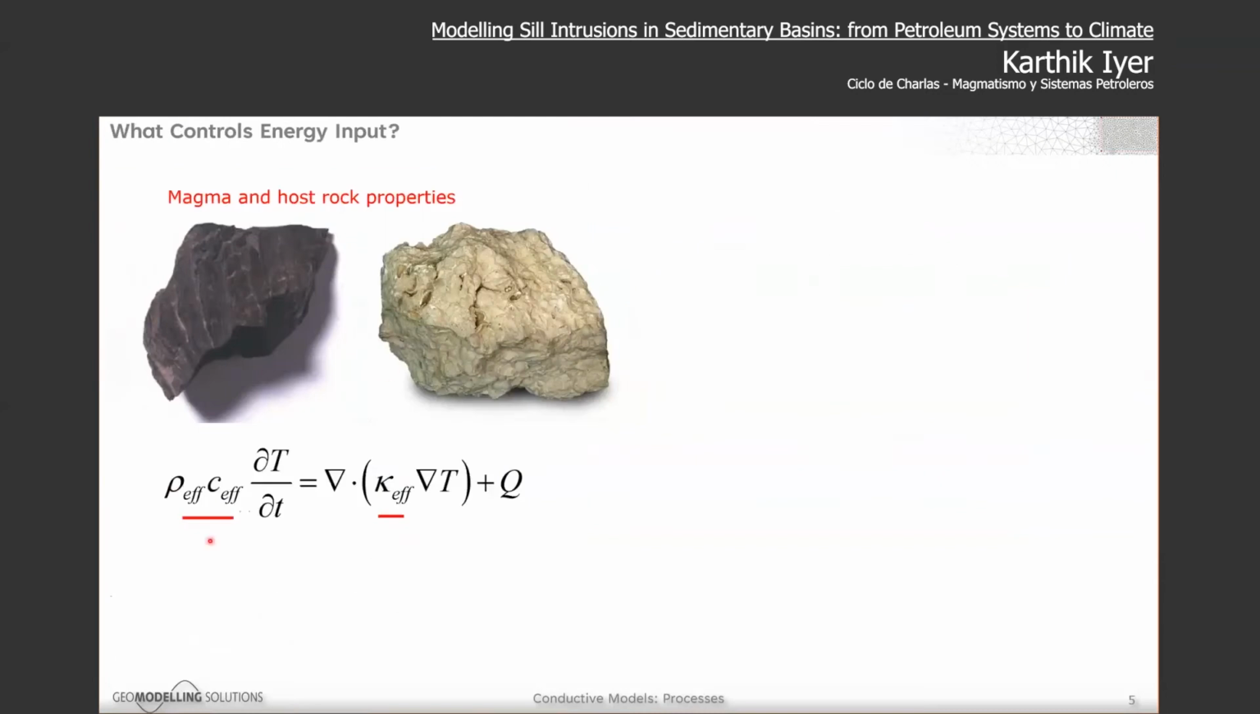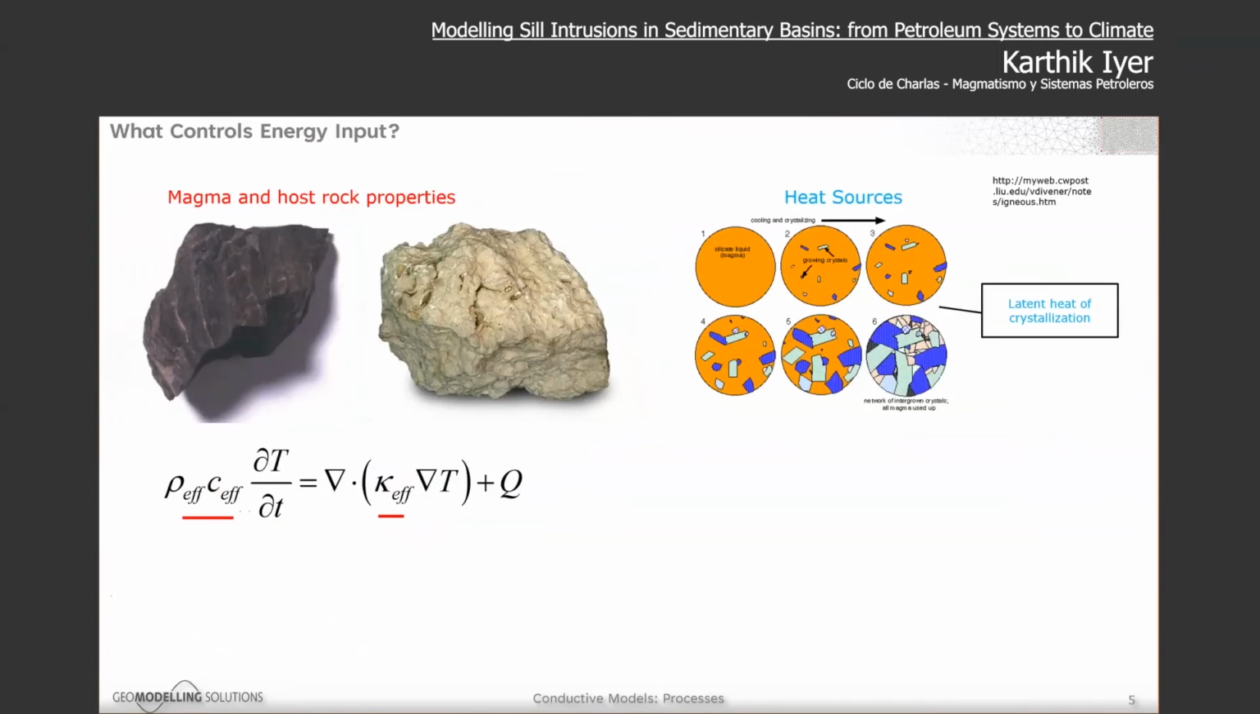What controls the energy transfer in this system? This is a simple equation, don't have to worry about it. But what it says is that the transfer of heat from one place to another is controlled by the rock properties such as density and heat capacity, shown here, and the conductivity of the rock. So that will control it.